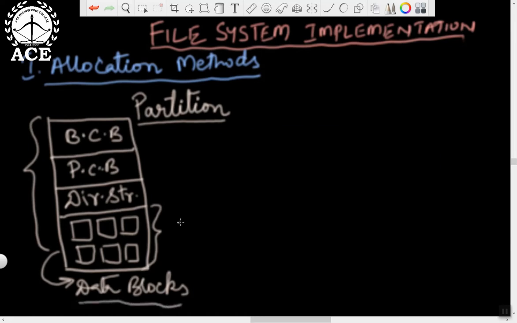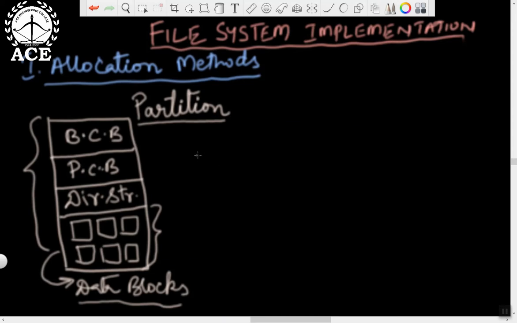Whether it is a file, a directory, or anything which you store on disk, it will be stored in the form of data blocks. So allocation methods imply how we are going to allocate these blocks to a file. If I want to store a file, it has to be stored in the form of blocks. So which blocks are to be allocated to the file, that is called allocation methods.